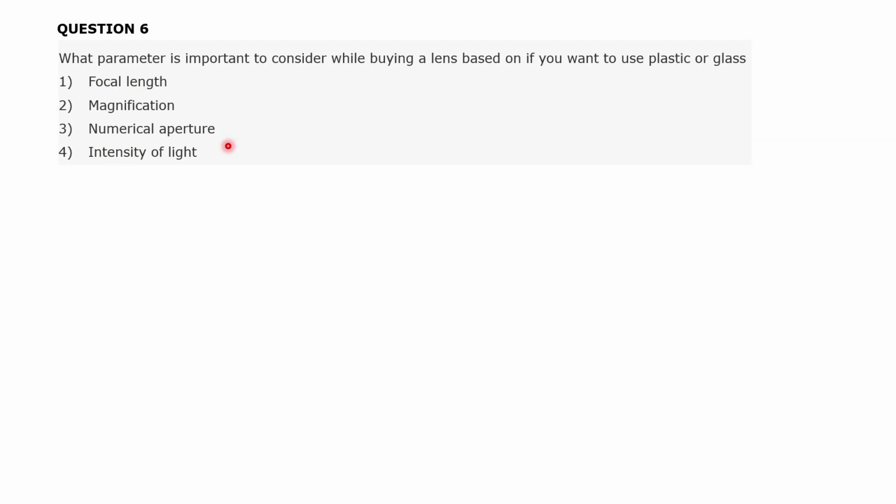Yeah, I'm getting option number 3. Any other option? Numerical aperture I am getting. 2. Magnification, okay. Any other option? Okay, so the answer to the question is numerical aperture. The answer to the question is numerical aperture.